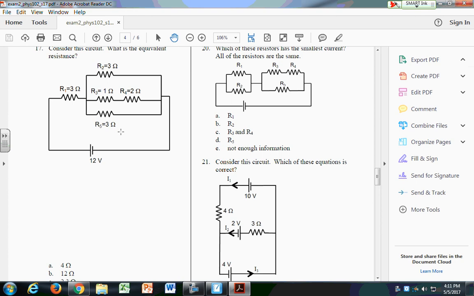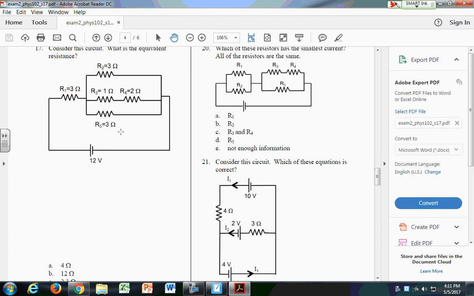Okay, so the equivalent. For resistors in series, they have the same current. The total voltage is equal to the sum of the voltages. And the resistances, you just add them up. And then V equals IR.